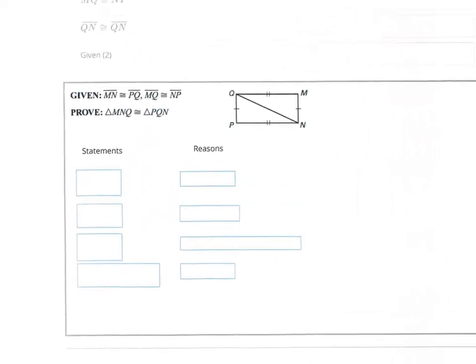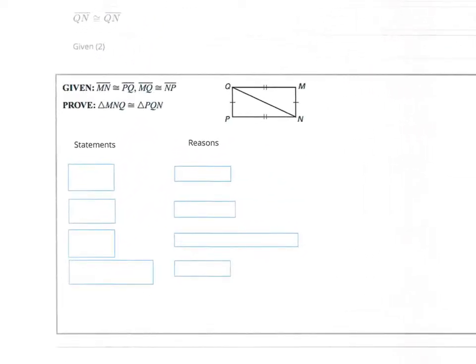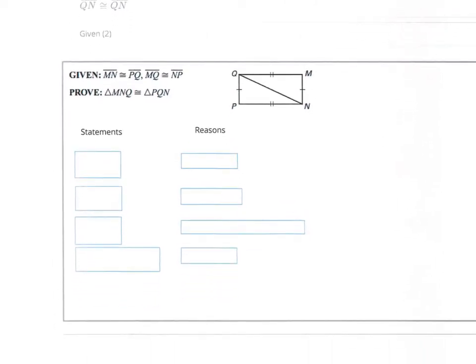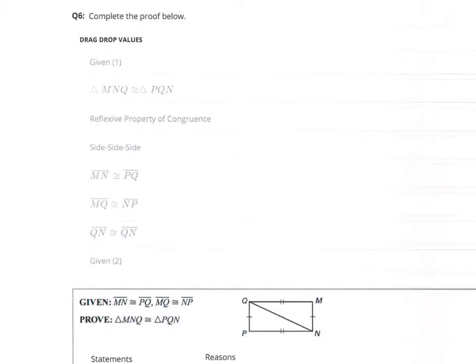And finally, we have a proof. So I'm going to kind of help you out here a little bit. Kind of zoom in here a little bit. So I'm going to number these 1, 2, 3, and 4. And I'm going to tell you which ones up here go in which spot. The given information always comes first, so this would be given 1, given 2, this is step 3, this is step 4, okay?